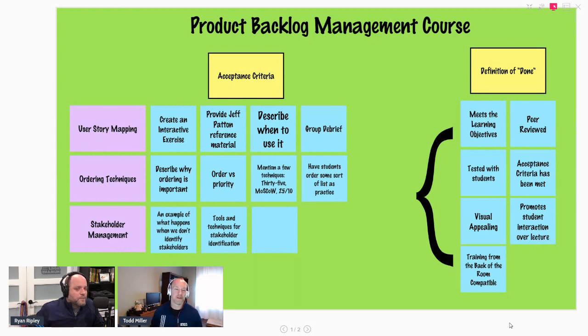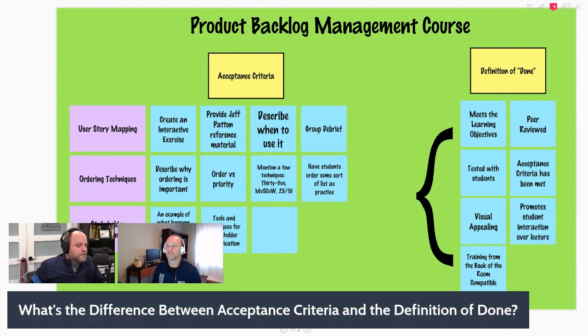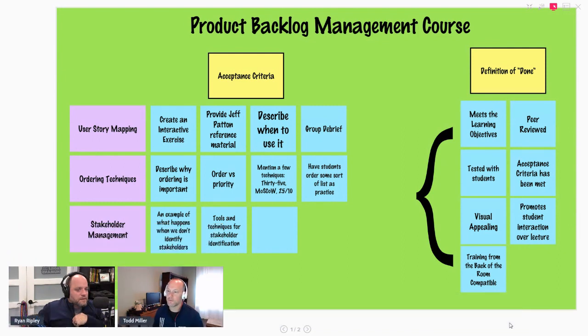Mr. Miller, we got a question actually from the comments that Todd has turned into a lesson. I love these boards that he's been doing lately. So this is a question that came in. What's the difference between acceptance criteria and the definition of done? These are two concepts that typically are bounced around Scrum teams. Todd, take it away. What's the difference between acceptance criteria and definition of done?